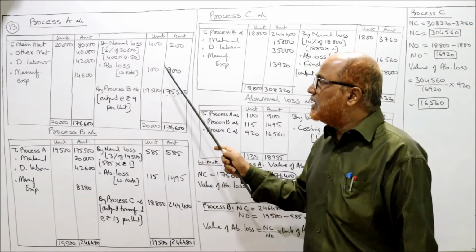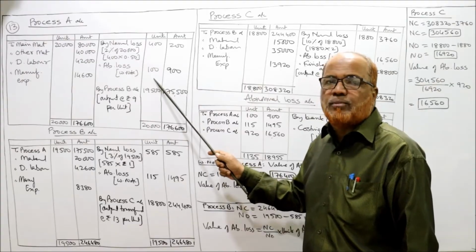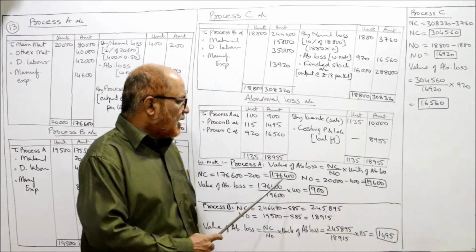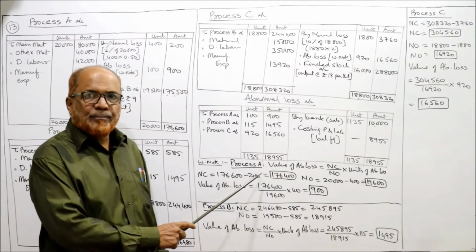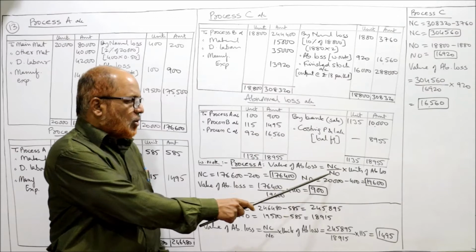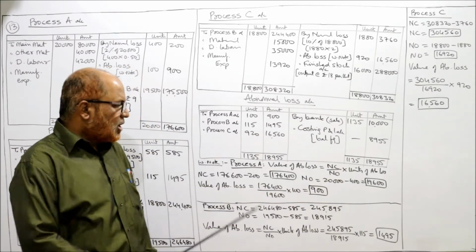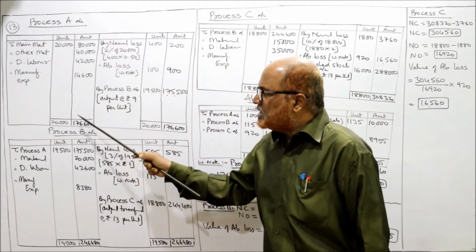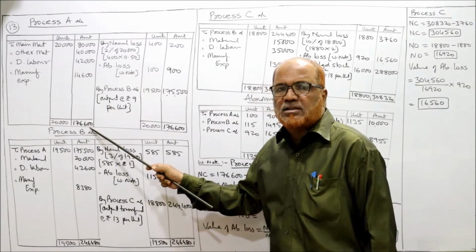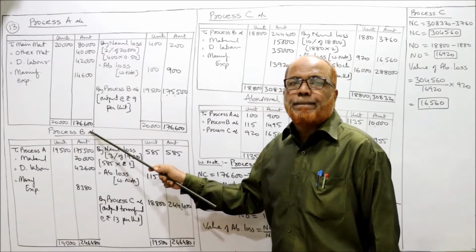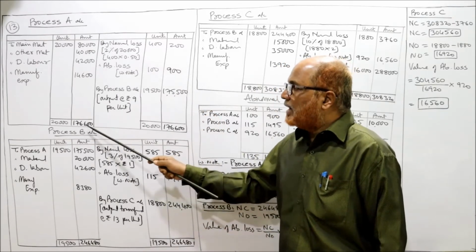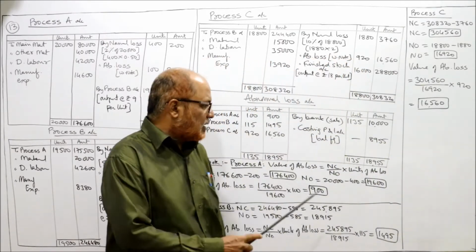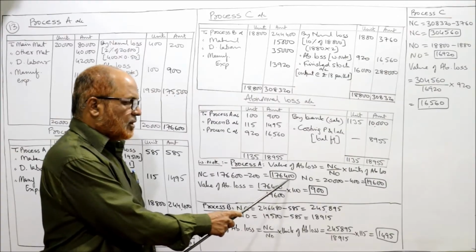Working note. Now we have to find out what is the value of these 100 units of abnormal loss. As usual, in the last 2-3 problems we have calculated. Here in working note number 1, process A, value of abnormal loss is equal to normal cost by normal output into units of abnormal loss. For the normal cost, on the debit side we will take the total. What is the debit side total? 1,76,600. From this we subtract the income, sale of scrap, how much? 200. So 1,76,600 minus 200, 1,76,400. Here you can see 1,76,400.